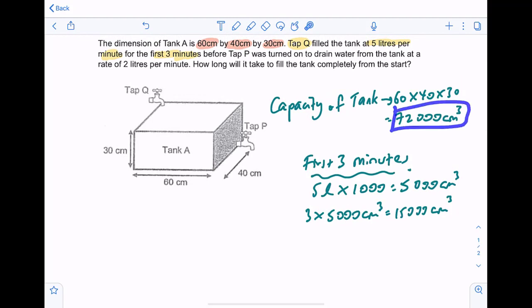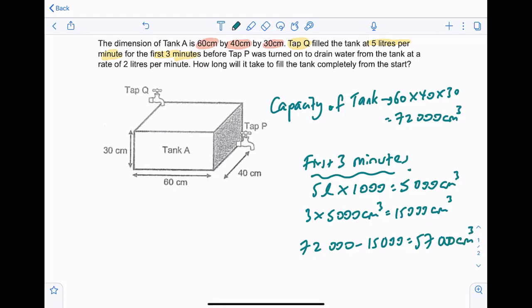So what is the balance that needs to be filled up after the first 3 minutes? Let's see. 72,000 minus 15,000 is 57,000. Okay, 57,000 cubic centimeters will be filled after the first 3 minutes. Now, what's happening after the first 3 minutes is this. Tap P, which is draining water out, is turned on, right? At a rate of 2 liters per minute. So how long will it take to completely fill the tank from the start?